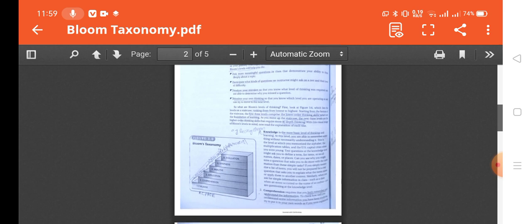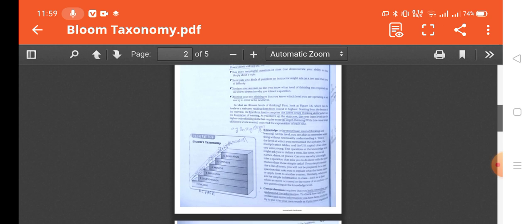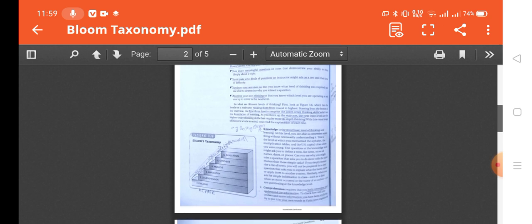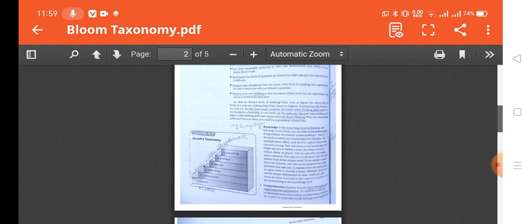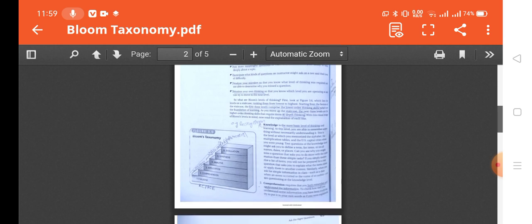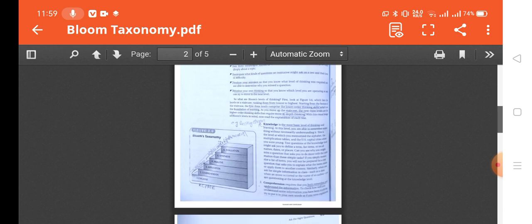And to remember this sequence, I formed a kind of acronym, or you may say an abbreviation, such as you see at the bottom, KCA squared SC. So I remember this sequence by this formula. And now we will discuss each level in detail.